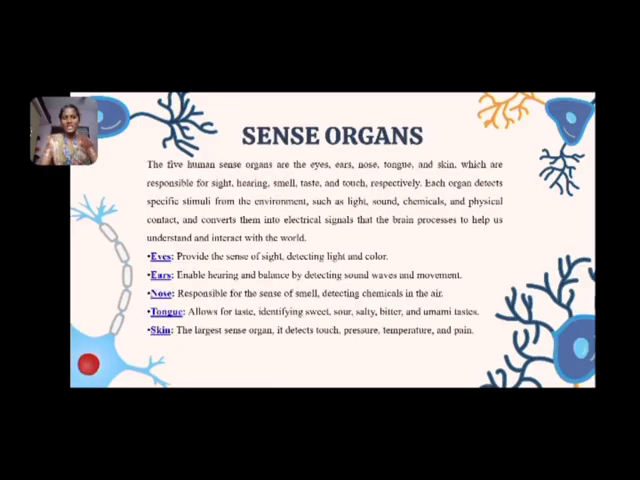Now we see about the sense organs. There are 5 sense organs: eyes, ears, nose, tongue and skin. As we know the functions of the sense organs, eyes are able to see, detecting light and color. Ears enable hearing and balance by detecting sound waves and movement. Nose is responsible for the sense of smell. Tongue is responsible for taste, identifying sweet, sour, salty, bitter and umami tastes. The largest sense organ is the skin. It detects touch, pressure, temperature and pain.